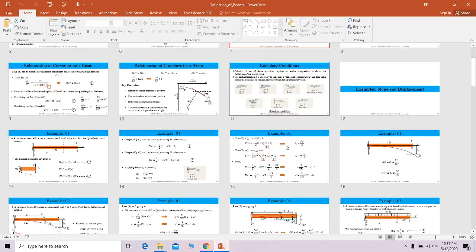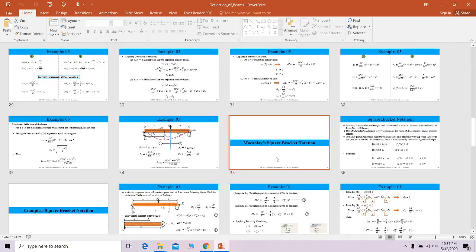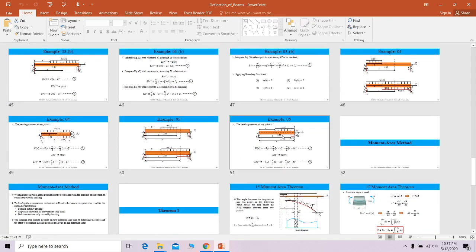The next component is Macaulay's square bracket notation. We normally use this to create a bending moment equation. I will explain clearly where we can use this square bracket notation. This is a mathematical part, where we can use it and why we need it. And the last component is the moment area methods.